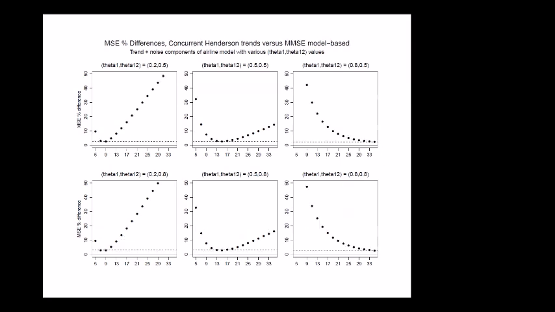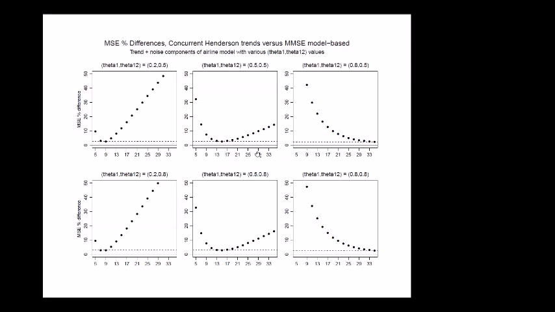Here are the concurrent filters. And now I'm going to start pointing out just general characteristics here. Again, the two rows are very similar, so we only need to focus on one. The seasonal MA parameter doesn't matter much to this.